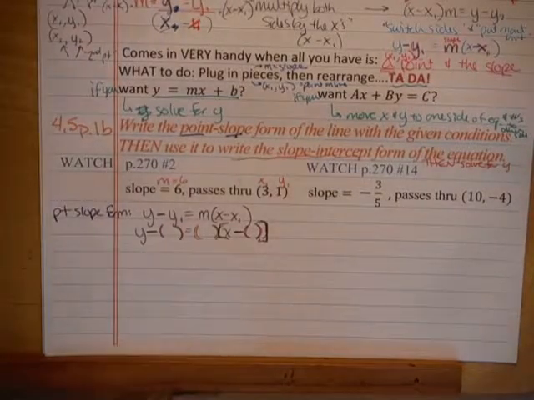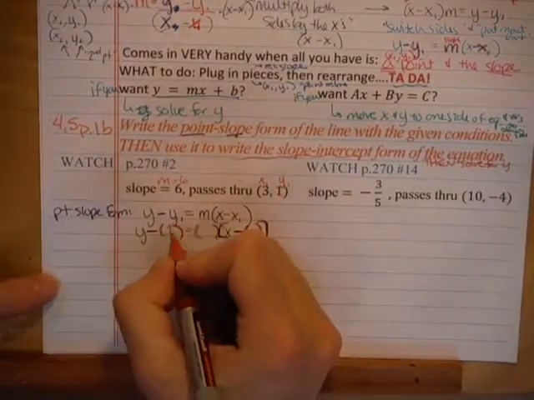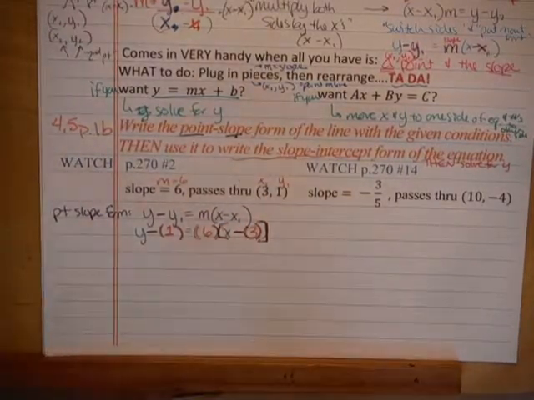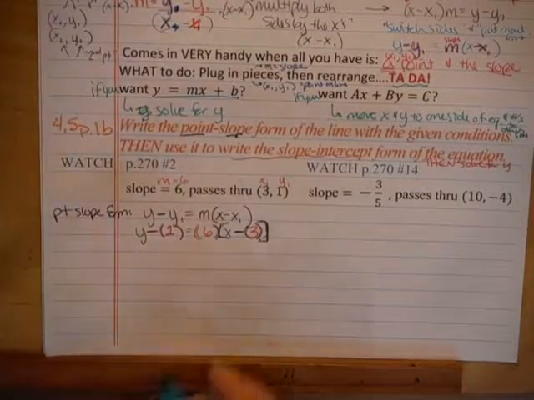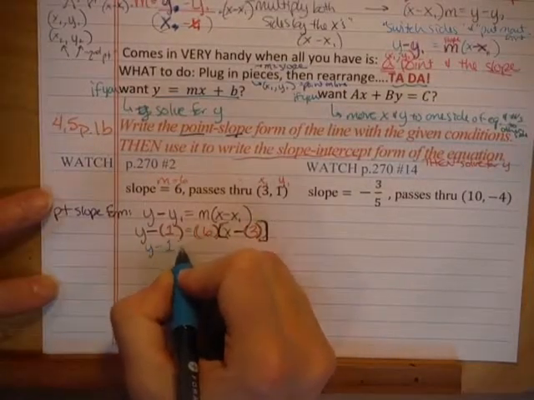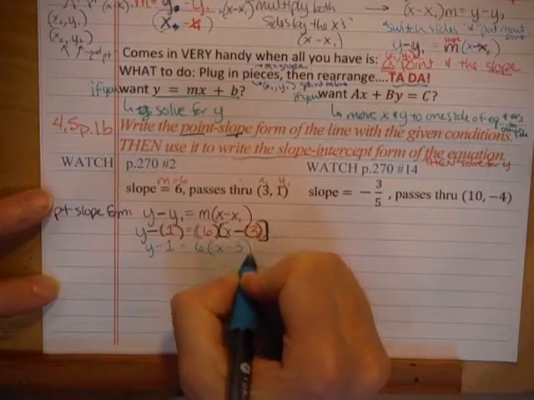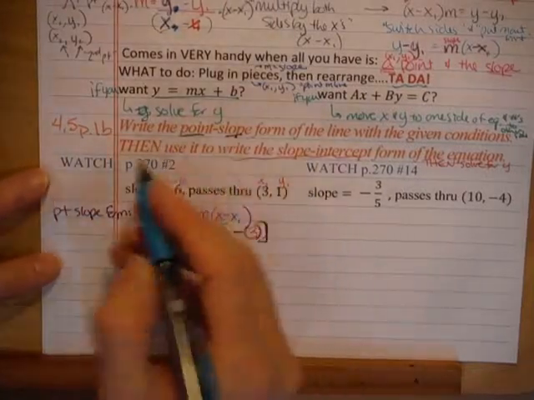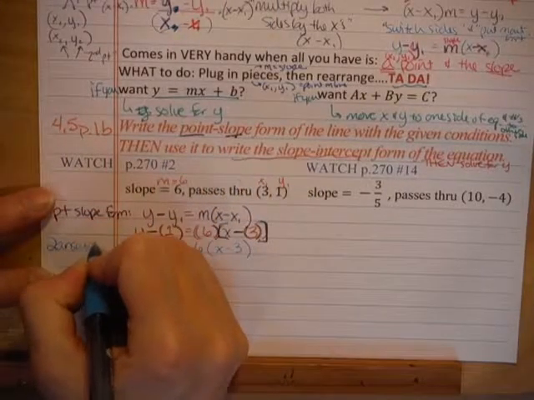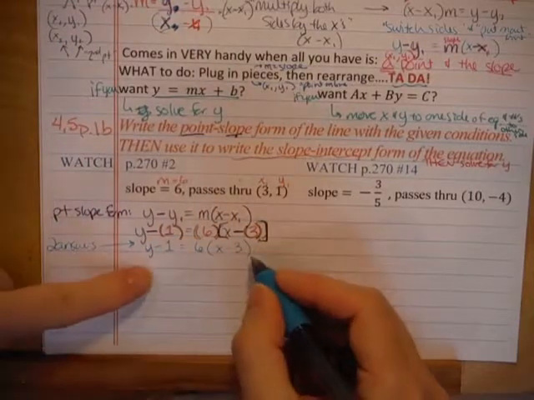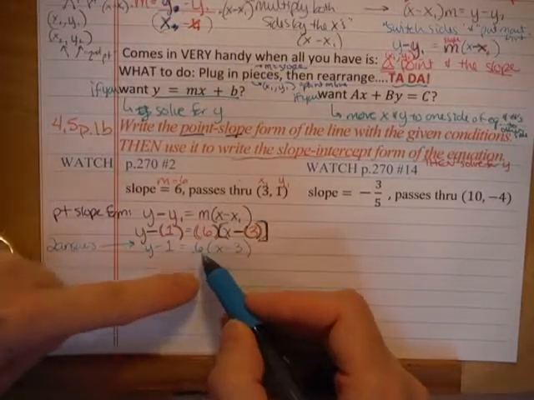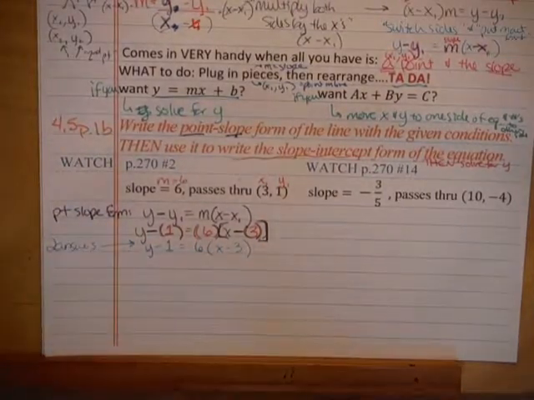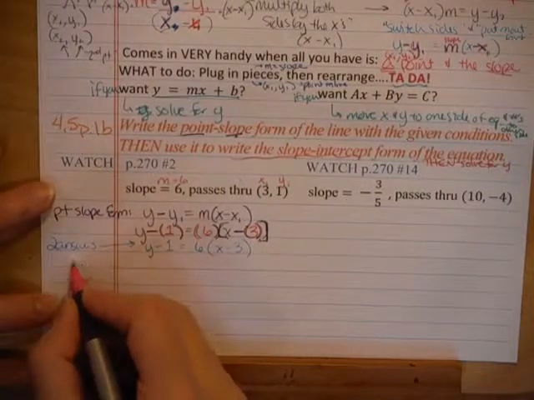Okay, and now we're going to put our values in. y1 is 1, m is 6, x1 is 3. And then we're going to work that out from there. So I get y minus 1 is equal to 6 times x minus 3. Notice what I did here is I'm not moving on with the algebra because they want two answers here. One is the point slope form of the equation. So I pause right here where it's y minus the y value equals m times x minus the x value. Okay? So that is point slope form of the equation.